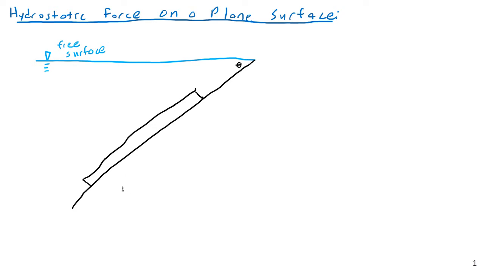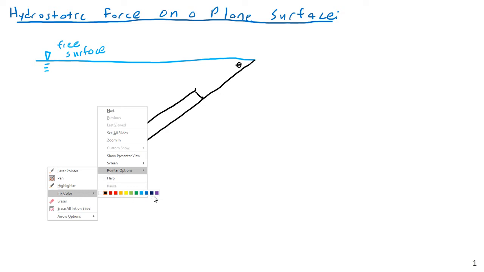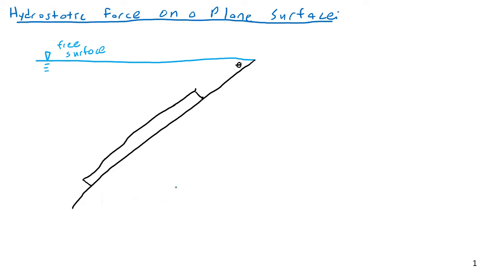Okay, so let's do that. First of all, I'm going to draw some axes. I'm going to have a local x-axis and a local y-axis. My local y-axis is going to be parallel to the plate, and my local x-axis is going to be perpendicular to the plate. So this is the local y-axis that I'm using for all of this.